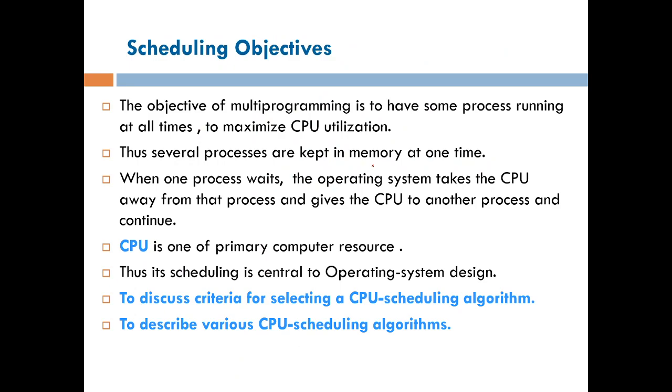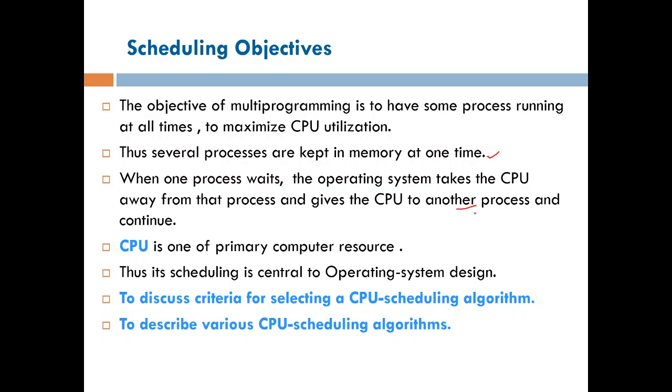The objectives of scheduling. Now we know that the objective of multiprogramming is to have some process running all the time in order to maximize the CPU utilization. Thus, several processes are kept in memory at the same time. So when one process waits, the operating system takes the CPU away from that particular process and gives the CPU to some other process for execution.